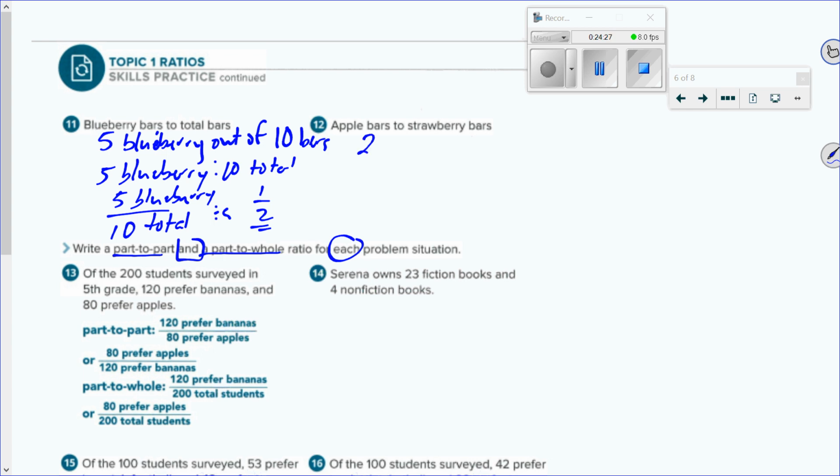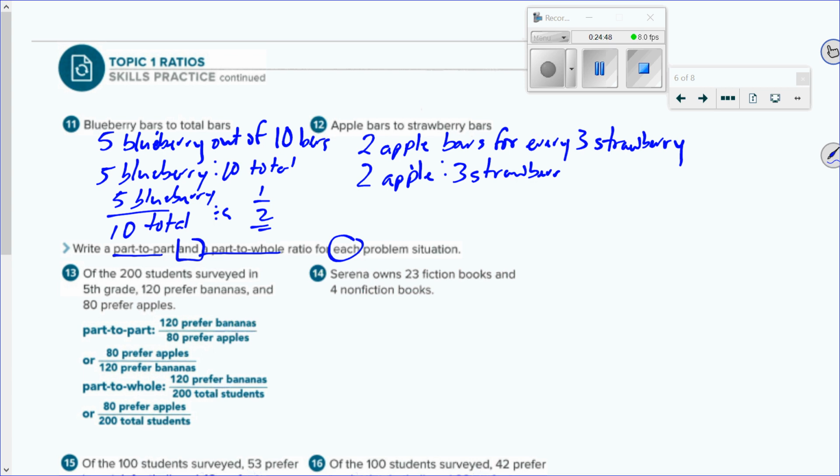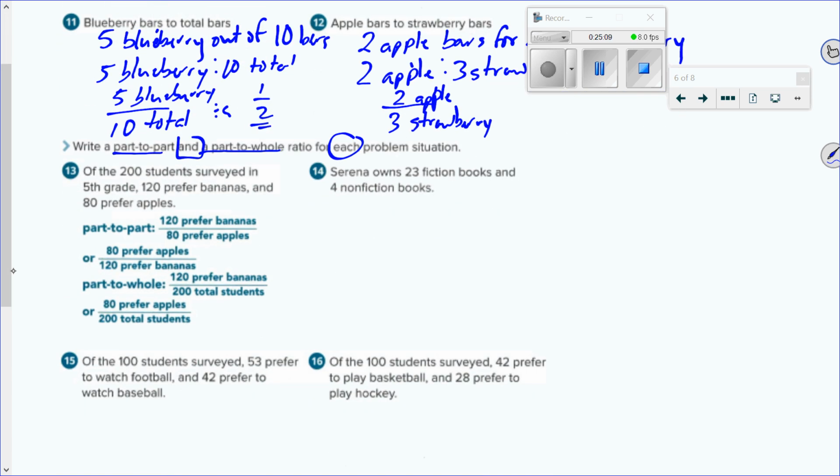Apple to strawberry, so that was 2 apple bars for every 3 strawberry. As a ratio, 2 apple, using a colon, to 3 strawberry. And as a fraction, 2 apple over 3 strawberry. You guys getting these concepts? Ratios should be really easy, guys. It's literally just writing them in the order they were given to you. And then our last part, they already did this one for us. So this one, part to part, would have been 23 fiction.